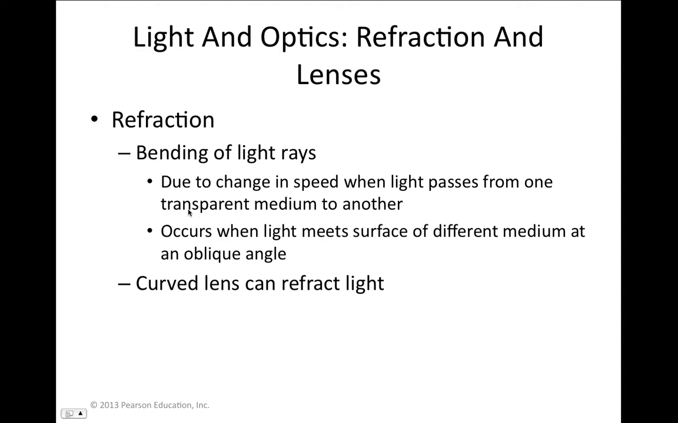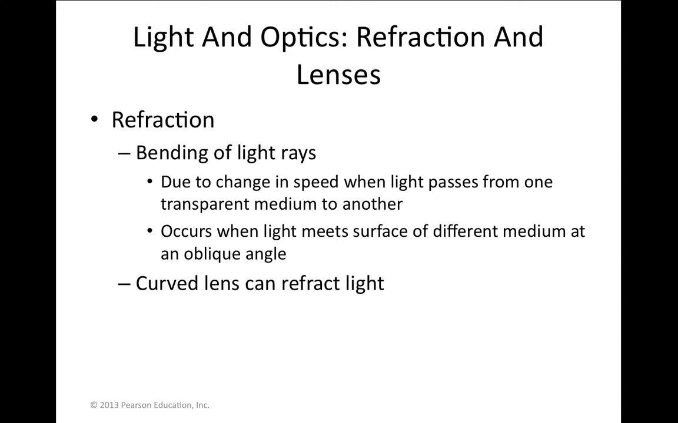Okay, so refraction is a bending of light rays. When you bend light rays, you can create different images in the eye. It's due to a change in speed when light passes from one transparent medium to another, like glass to water. They're different mediums, so they bend light differently. It occurs when light meets the surface of a different medium at an oblique angle.